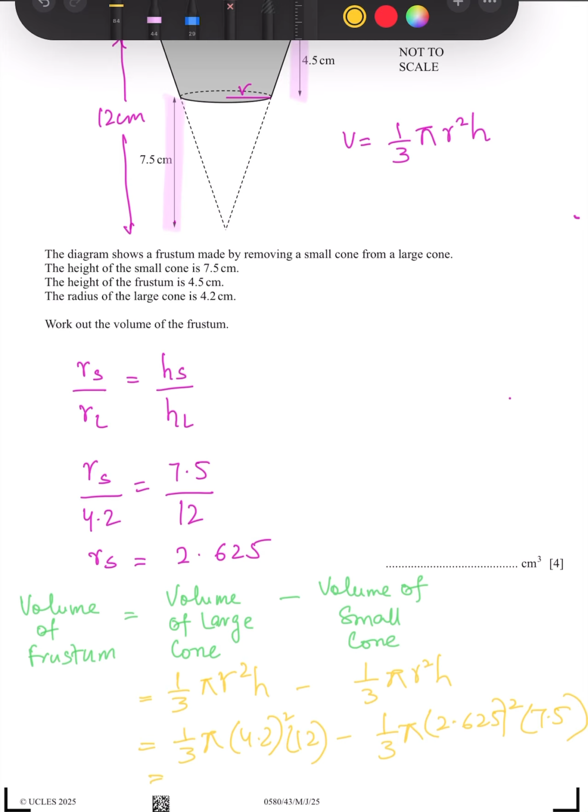1/3 pi r 4.2 square, height is 12, minus 1/3 pi 2.625 square, and height is 7.5, is equals to 167.55. So this is the answer. If we will round it, it will become 168.